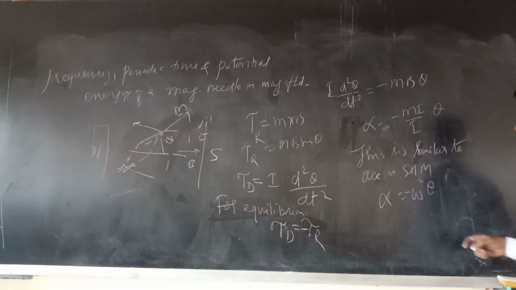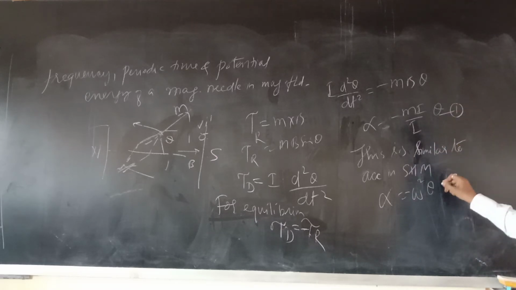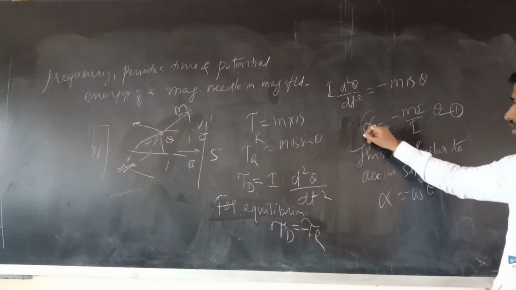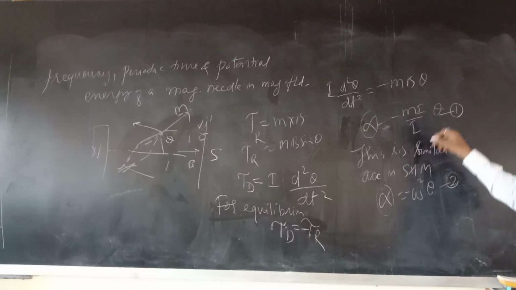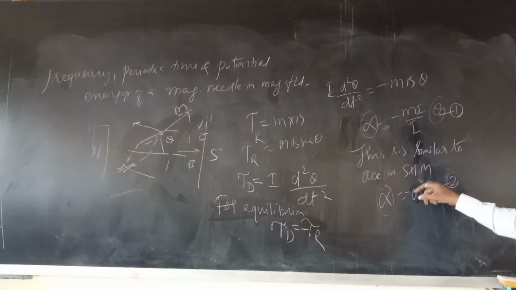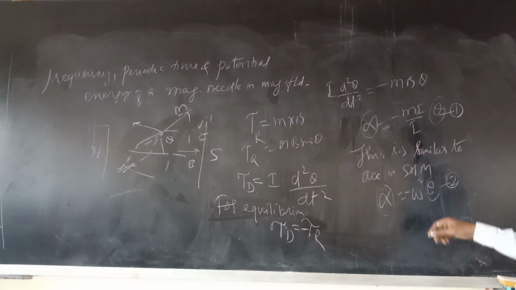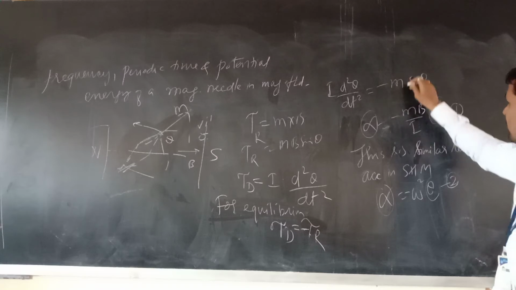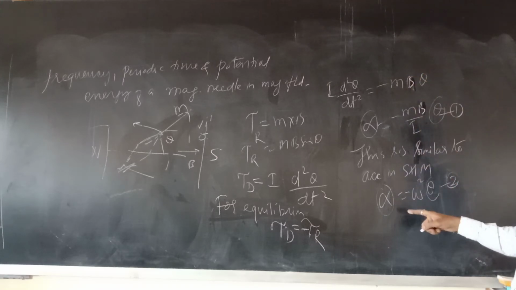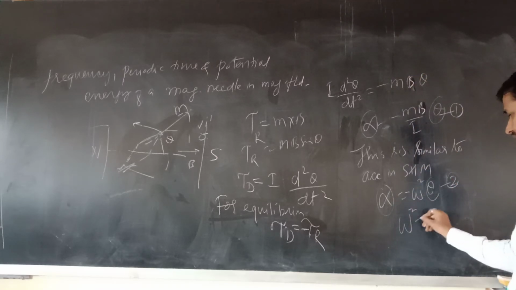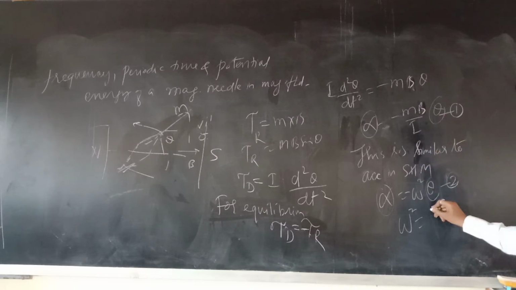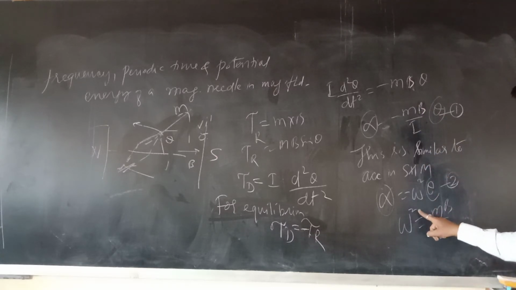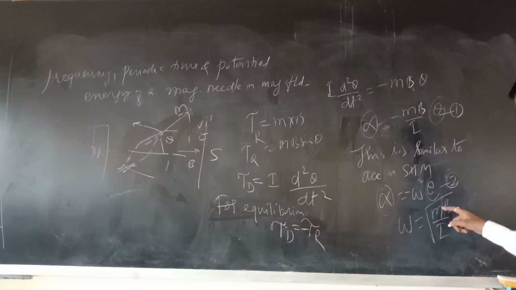Now, children, equation 1 and equation 2 both are similar. See, alpha same, theta same, minus is also same in fact. Okay, here something I have missed. Okay, mBθ. What must omega square be? Omega square must be equal to mB upon I. Therefore, omega will be equal to how much? Root of mB upon I.